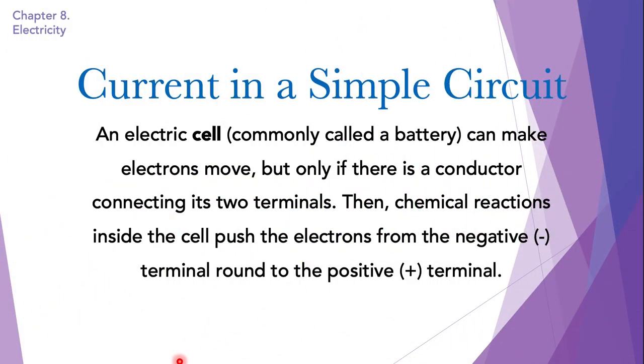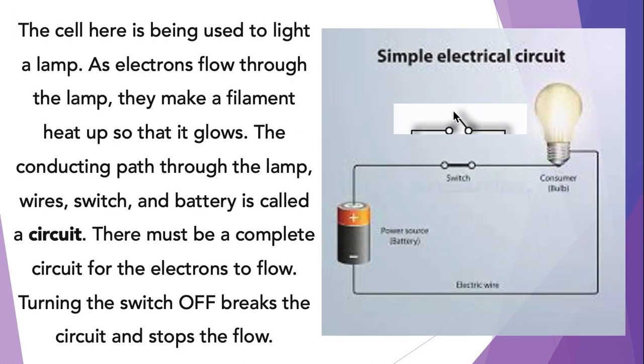So, the current in a simple circuit. An electric cell can make electrons move, but only if there is a conductor connecting its two terminals. Then, chemical reactions inside the cell push the electrons from the negative terminal round to the positive terminal. The cell in this example is being used to light a lamp. As electrons flow through the lamp, they make a filament heat up so that it glows.